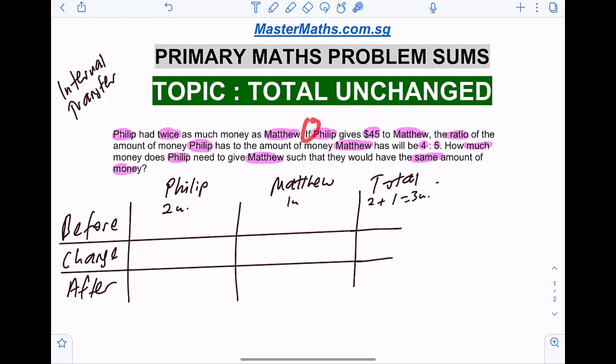Okay, now if Philip gives $45 to Matthew, the ratio will become 4:5. So 4 parts. Alright, and 5 parts here for Matthew. And the total will be 4 plus 5. That will be 9 parts. Okay, so originally, of course, they had these amounts here. So what we need to realize is that the total must remain the same. You cannot have 3 here and then suddenly became 9. Cannot. Okay, because the internal transfer problem, total amount of money they had is the same.